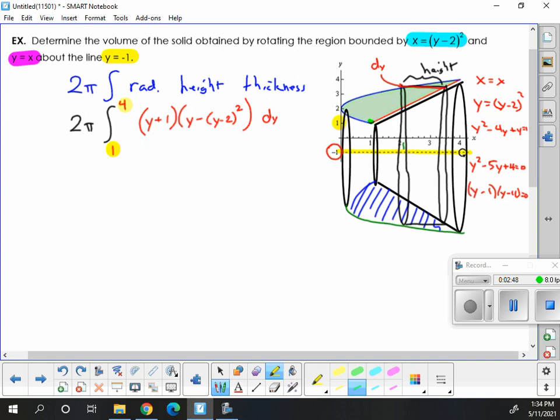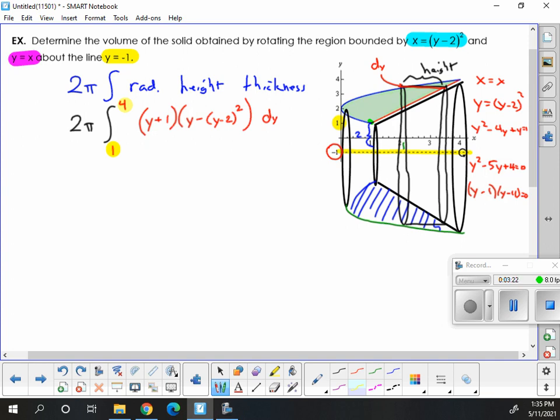Meaning that for this first cylinder, say right here at the bound of 1, the radius of that cylinder would be 2 units. 1 plus 1 would be 2, because the distance from here to there would be 2 units, or the y value plus 1. And then at the end, that last radius would be 5, because you've got 4 units from the x-axis plus the 1 more below.